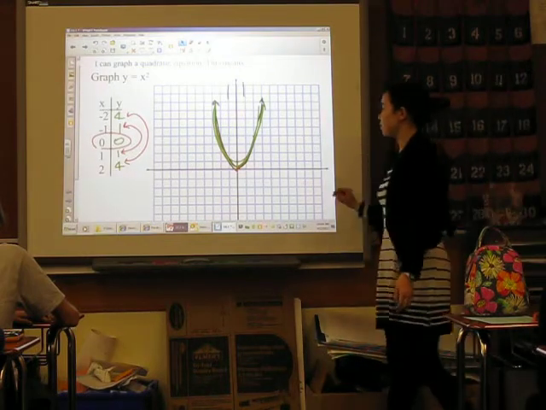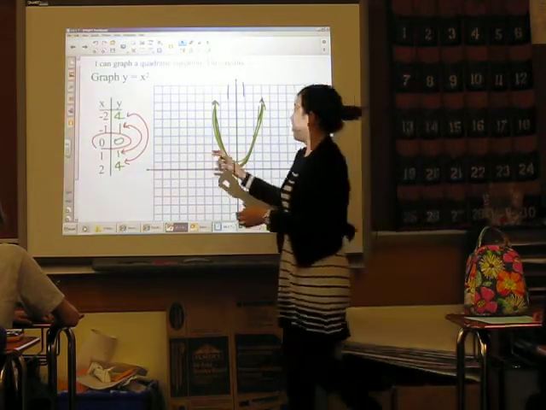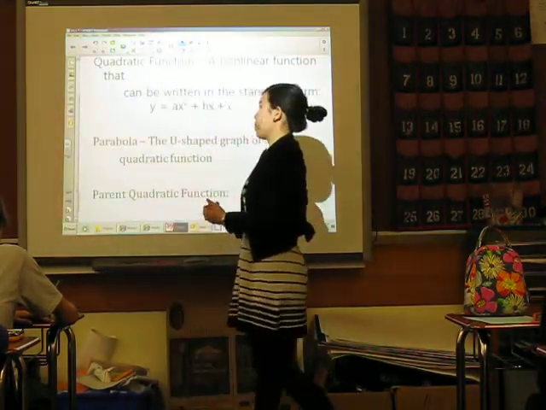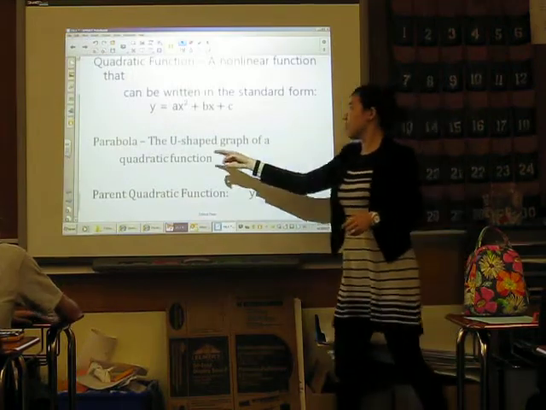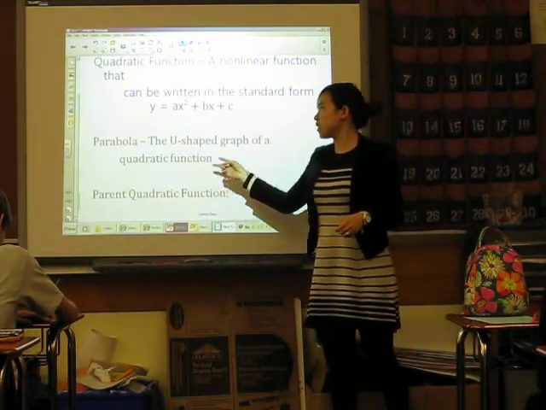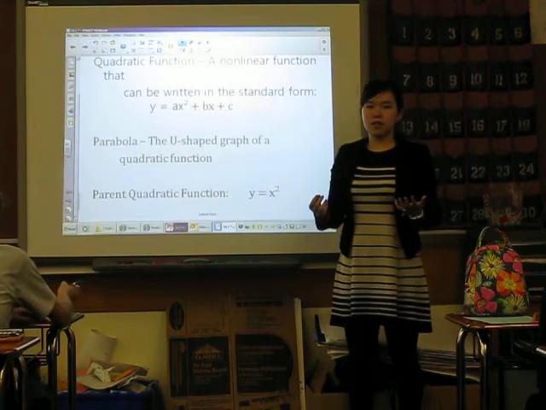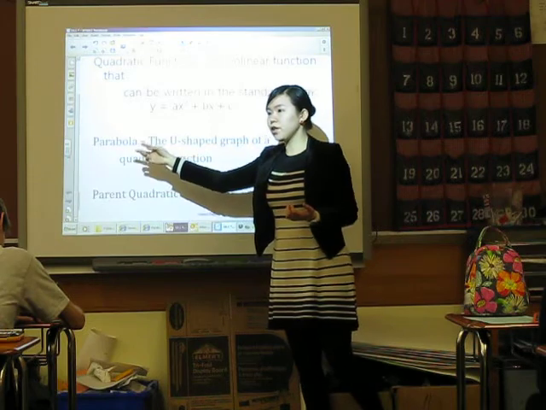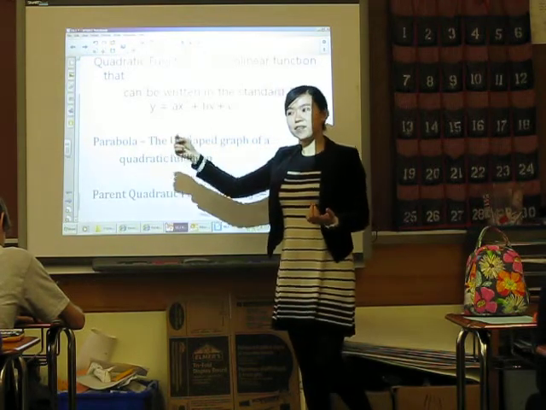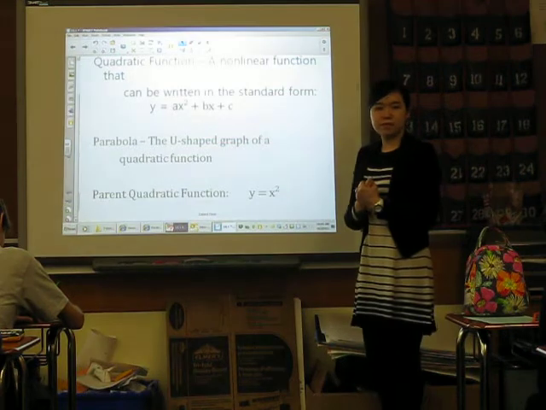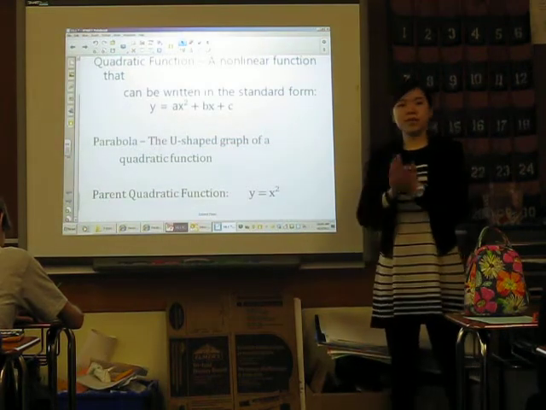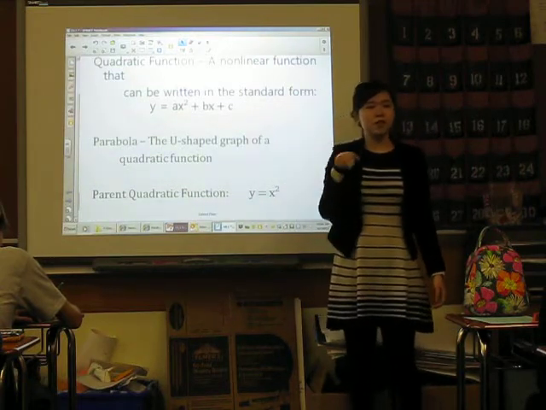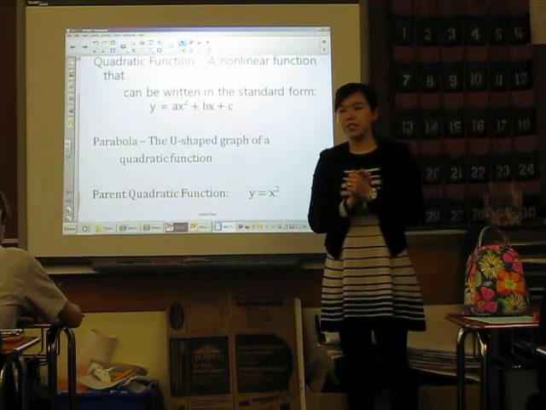Here's the special name: the U-shaped graph of the quadratic function is called a parabola. Are you guys hearing about the parabola for the first time? Didn't hear this last year? So this special name, parabola, is U-shaped. Keep that in mind, U-shaped. And then here is my question.